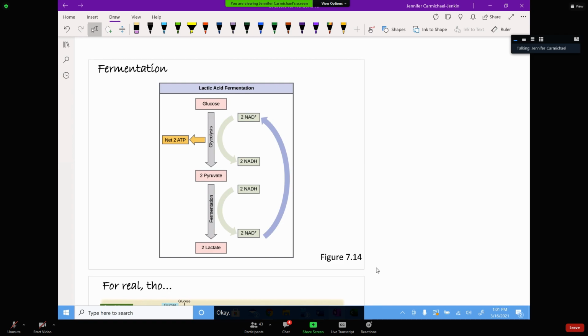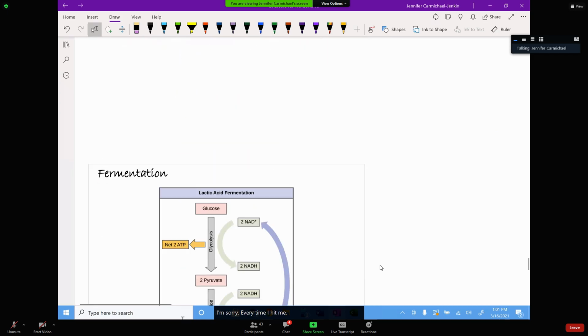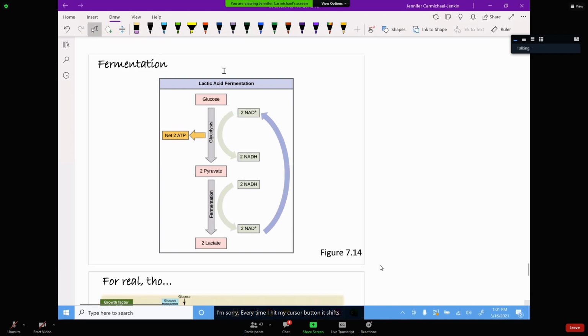And so here what you can see is glycolysis, right? Glucose to fermentation. I'm sorry, every time I hit my cursor button, it shifts the thing. So we see here glycolysis. And here's where we made those NADHs. But we have to remake the NAD plus or we can't keep doing glycolysis. So what happens is the NADH donates the hydrogens to pyruvate. Pyruvate is actually a product of glycolysis, okay? And in that process, it becomes lactate.